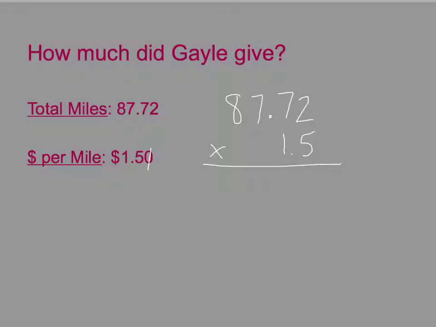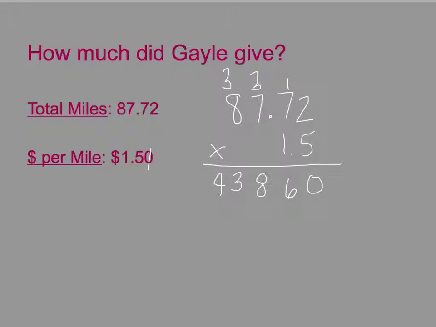So we're going to start with the 5 times the 2. It's going to be 10, carry your 1. 7 times 5 is 35. Add that 1 up there, you get 36. 7 times 5 is still 35, plus that 3 is going to give me 38. Carry my 3 over. 8 times 5 is 40, plus 3 is going to get me 43.